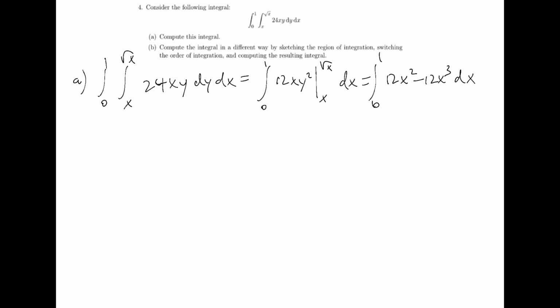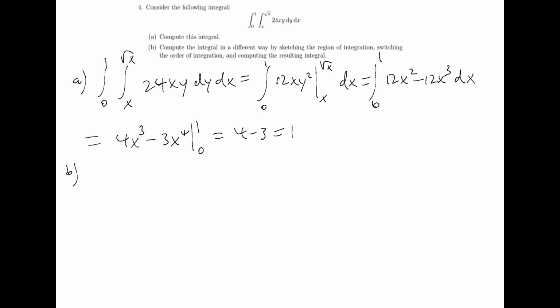Well, that's easy to integrate. And we get, let's see, we get 4x to the third. And the other one is 3x to the fourth. Between the boundaries 1 and 0, which is 4 minus 3, which is 1.